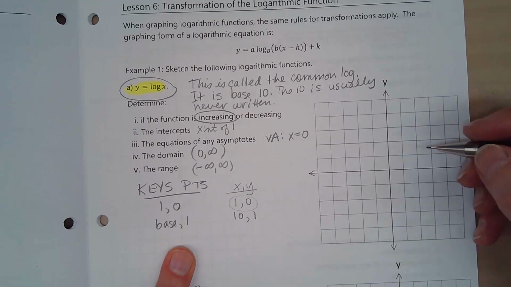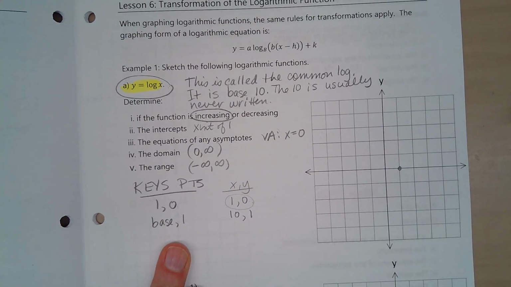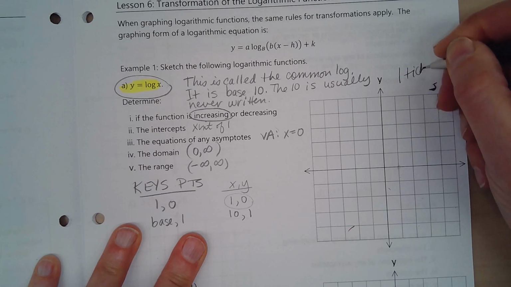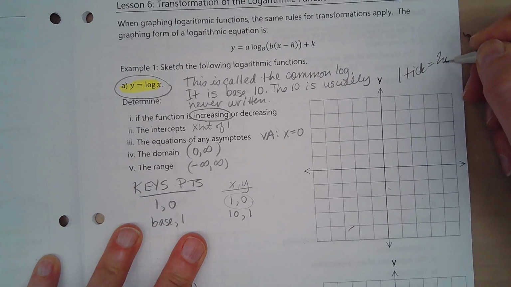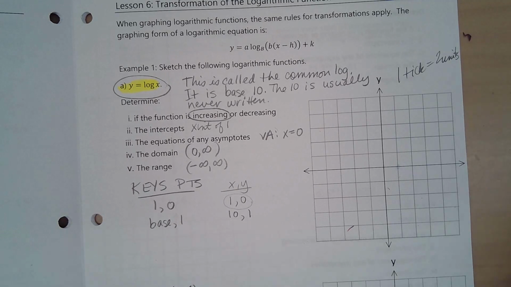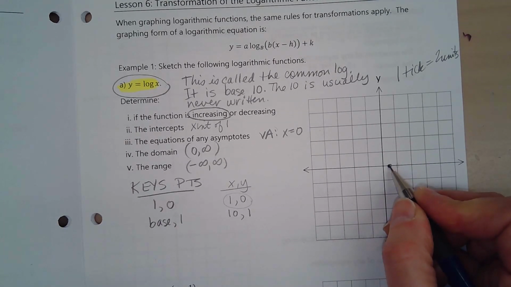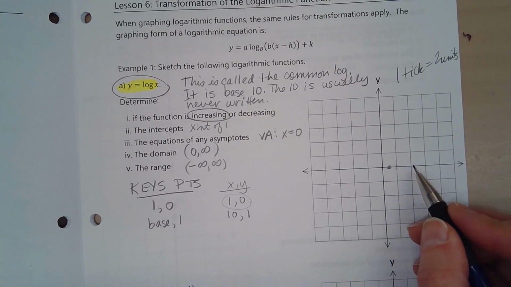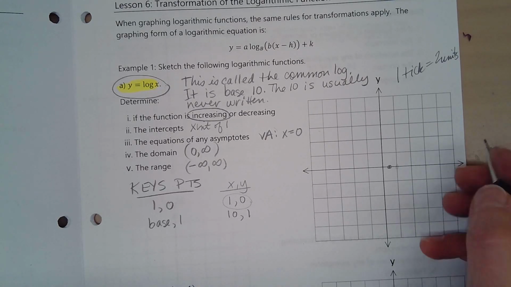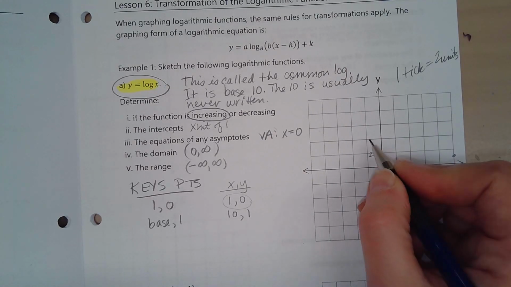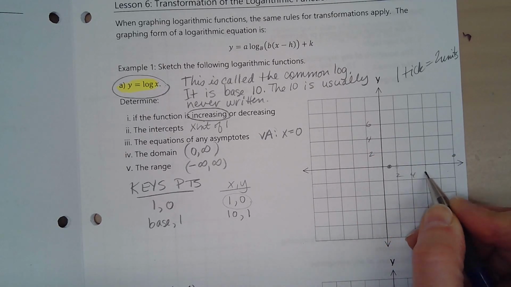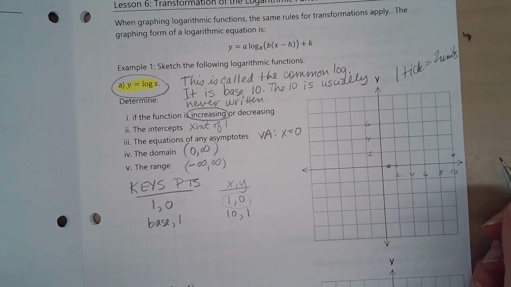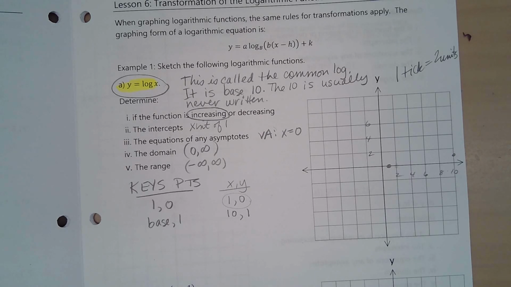All right, so let's plot these points. 1, 0. Maybe we should make everything go up by 2. 1 tick equals 2 units. Okay, so that means my 1 is going to be between my first 2 tick marks, and then I'm going to have 2, 4, 6, 8, 10, and it's going to be up here, right? Because this is 2, 4, 6. Okay, so 1, 0, 10, 1, and I'm going to sketch in my vertical asymptote.